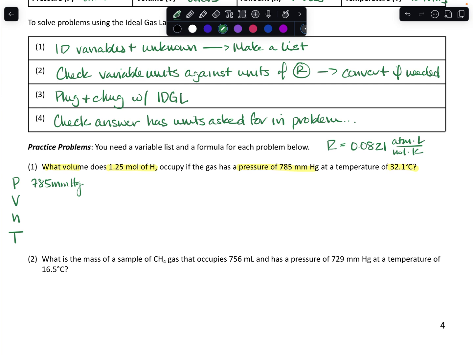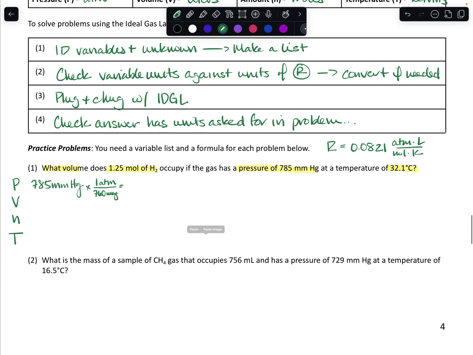For that to happen, I need to divide 785 by 760 because 1 atmosphere is 760. When I do that, I get 1.03 atmospheres, and that's what I'm going to use in my problem. My volume is my unknown. My amount is 1.25 moles of hydrogen gas, and moles is the correct unit, so I don't need to do anything there. And then my temperature is 32.1 degrees Celsius.